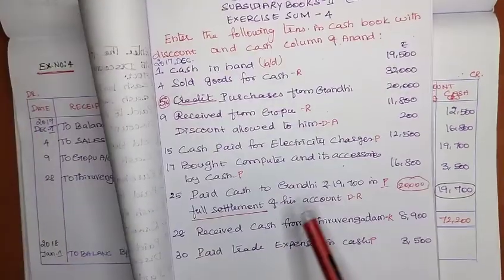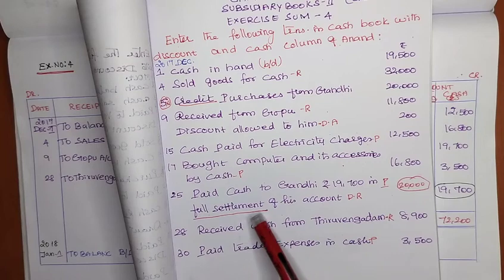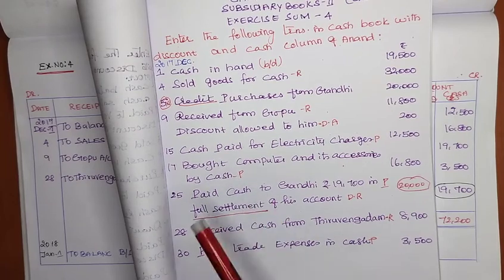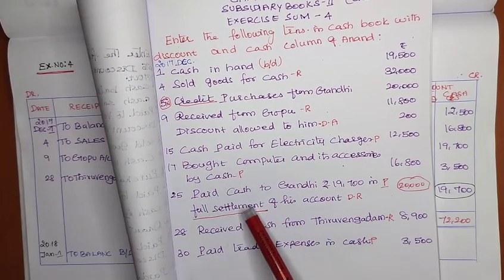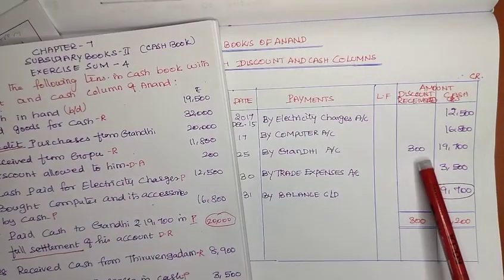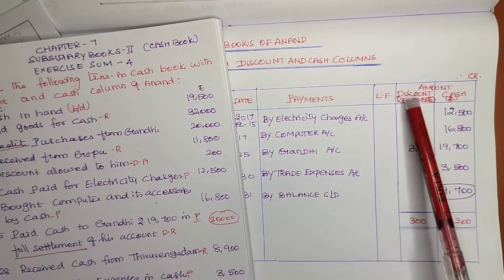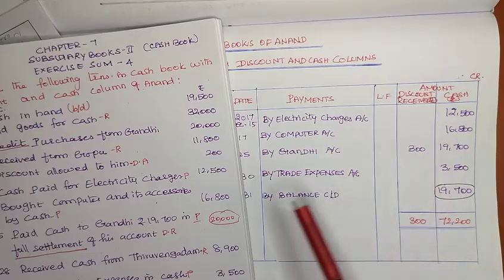How do you find? Listen here. Full settlement, the word is given here. What this word tells us? This word tells us which means full discount. Okay, discount received. How much rupees? 300 rupees you received discount. That 300 rupees you have to enter into the discount received column.